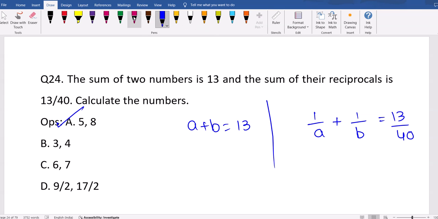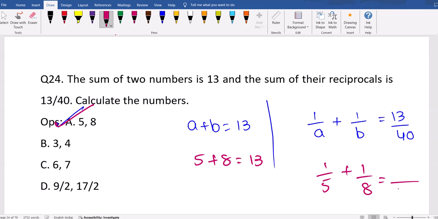Or in fact, sir, I want exactly what is that number. But when you are in the exam, kindly go for option verification. 5 plus 8 is 13. 1 upon 5 plus 1 upon 8, LCM is 40. Here 8 plus 5, 13. 13 out of 40. We got it from option A. Done. No, sir, I want exactly what is happening here.